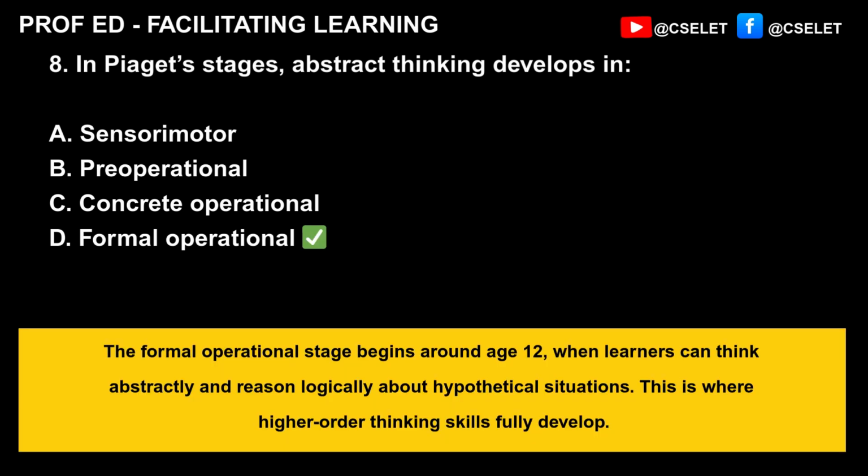The correct answer is D. Formal operational. The formal operational stage begins around age 12 when learners can think abstractly and reason logically about hypothetical situations. This is where higher order thinking skills fully develop.